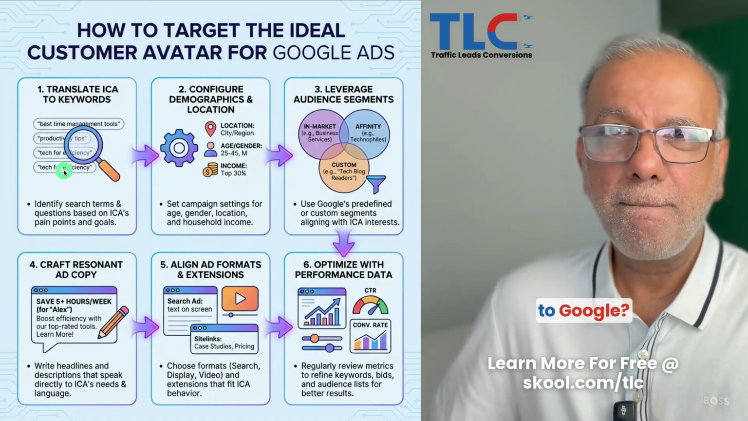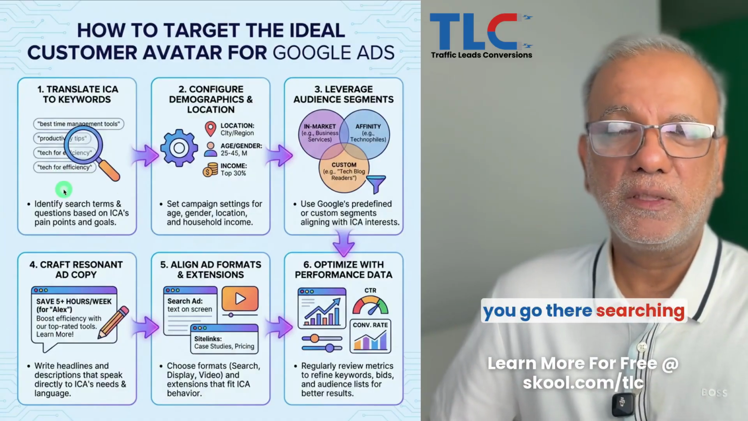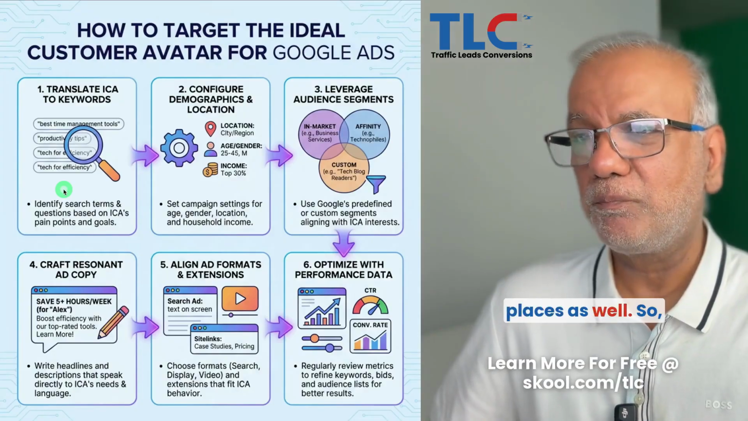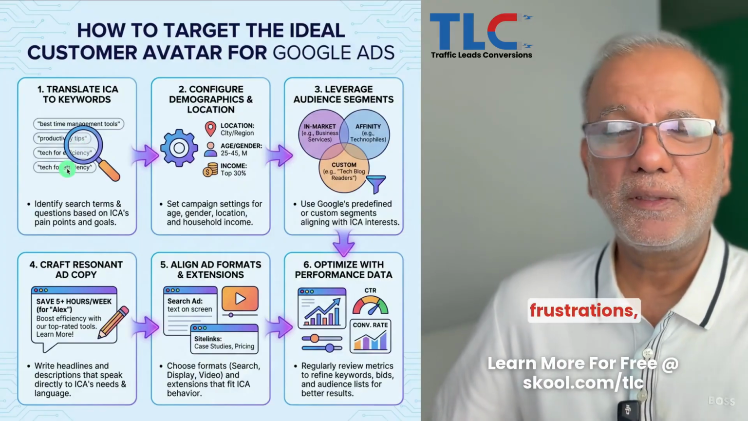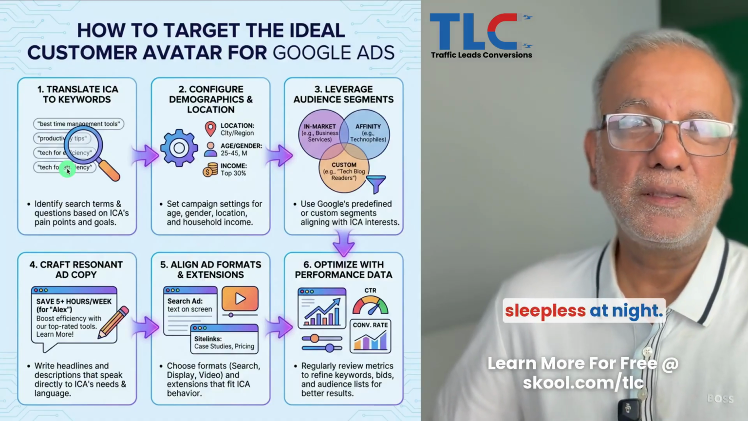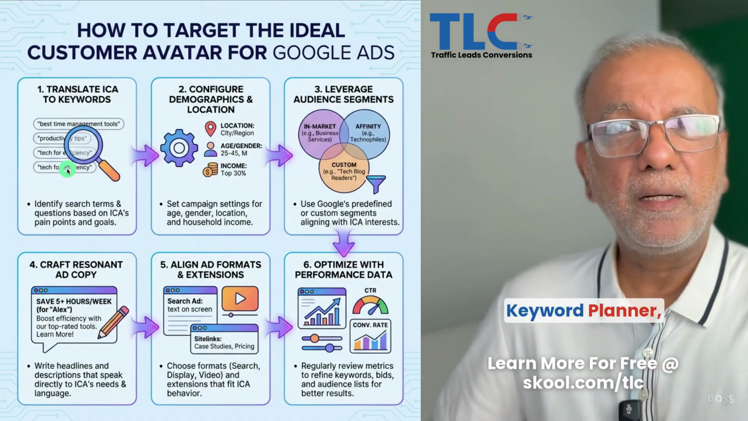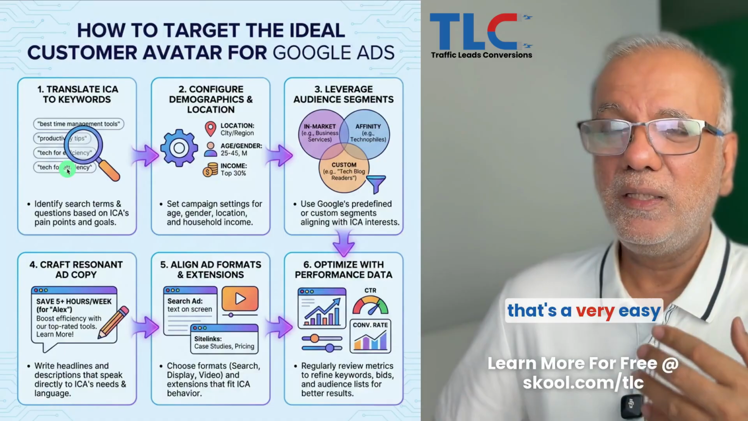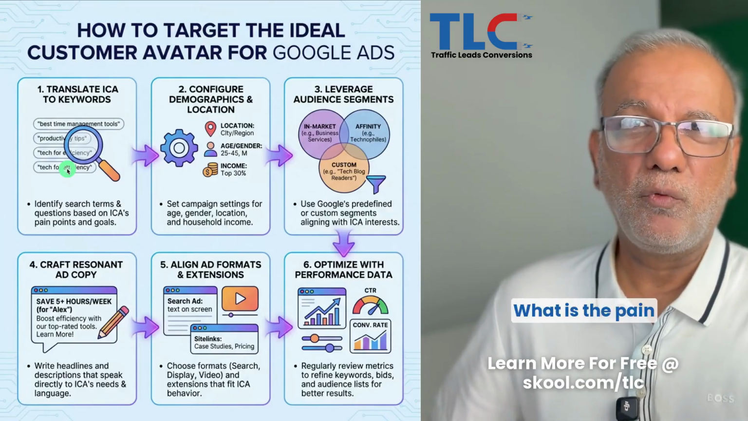Why do you go to Google? It's because when you have a problem or a pain point, you go there searching for answers. Nowadays, we go to ChatGPT, Gemini, and all these other places as well. So you need to first find out what is the pain point, the challenges, frustrations, the things which are keeping your avatar sleepless at night. Find those out. Now you've got the Google Keyword Planner as well, where you can search for what people are searching on Google. So that's a very easy and quick, and absolutely free way of finding out what people are searching online.